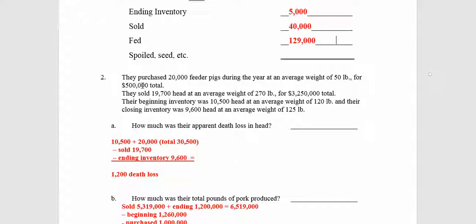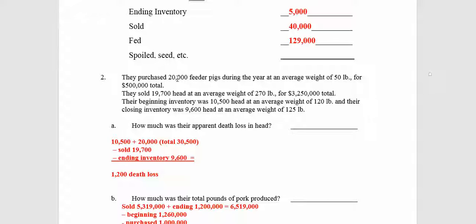Let's take a look at the swine inventory. Okay, now let's take a look at what happened in the pig side of our inventory. Our first question is how much was our apparent death loss in the herd? We're going to do the same thing as we did with the corn. We're going to look at additions and then take subtractions off of the total inventory.